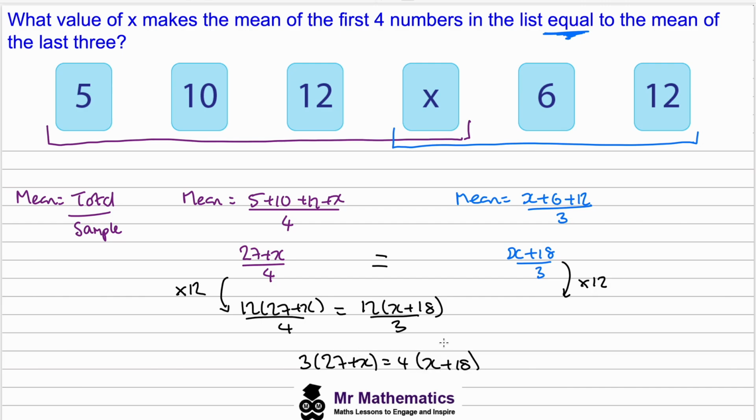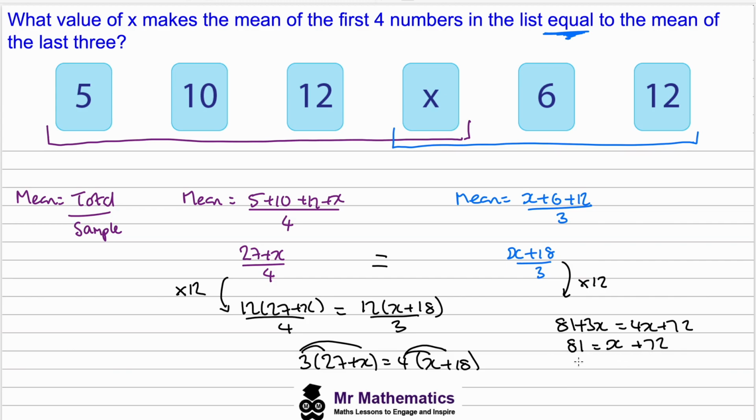Now we can expand out the brackets. We get 81 plus 3x will equal 4x plus 72. We can move these positive 3x's to the other side. So 81 will equal 4x take away the 3x plus the 72. And then we can move this positive 72 to the left-hand side.